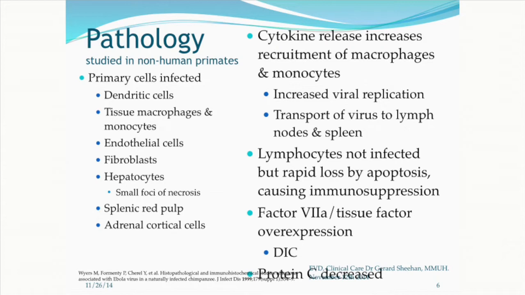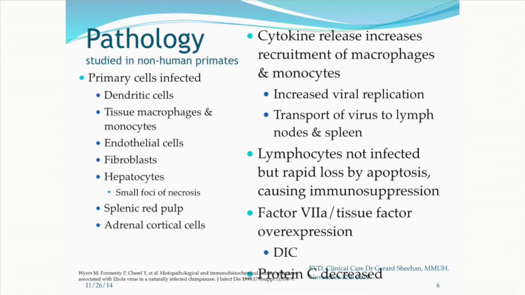The lymphocytes are not infected, but there is rapid loss of lymphocytes through apoptosis, through some secondary phenomenon, and this causes a secondary immunosuppression. So as people get into the illness, they become intensely immunosuppressed, and therefore secondary bacterial infections are recognized as a major problem, and also secondary candida infections of the oropharynx and the esophagus are well recognized clinically.